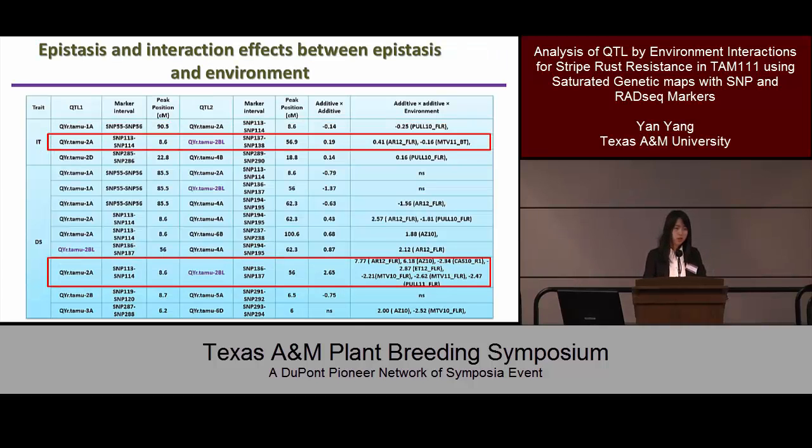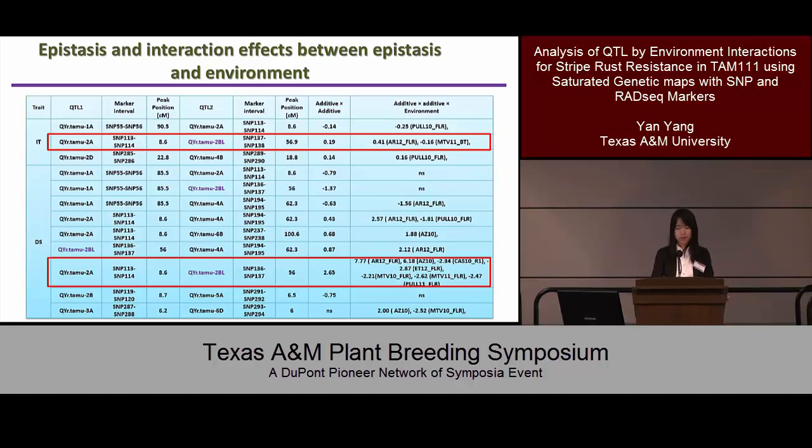We want to partition several genetic effects: the QTL by QTL interaction, the QTL by environment interaction, and the epistasis by environment interaction. This can help us better understand the additive effect, because just the additive effect can be used by breeders. So in these tables we partition the additive effect from the epistasis and epistasis by environment interaction.